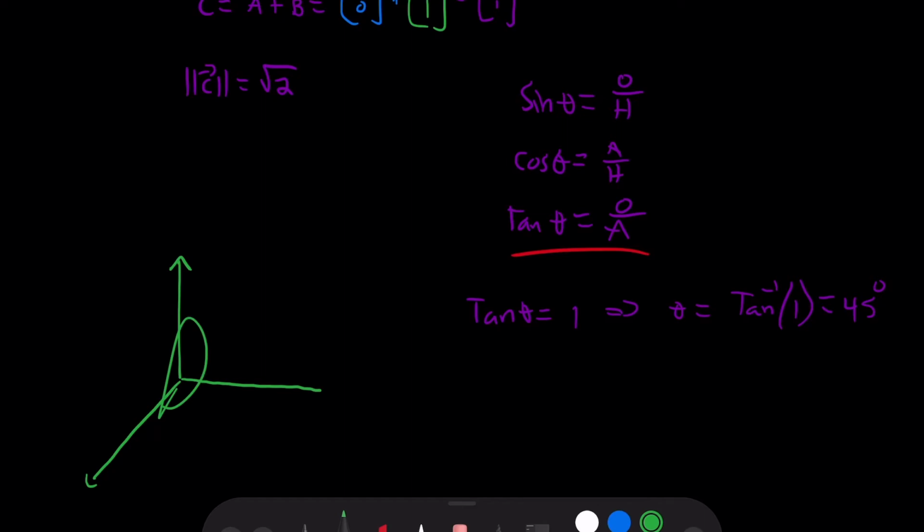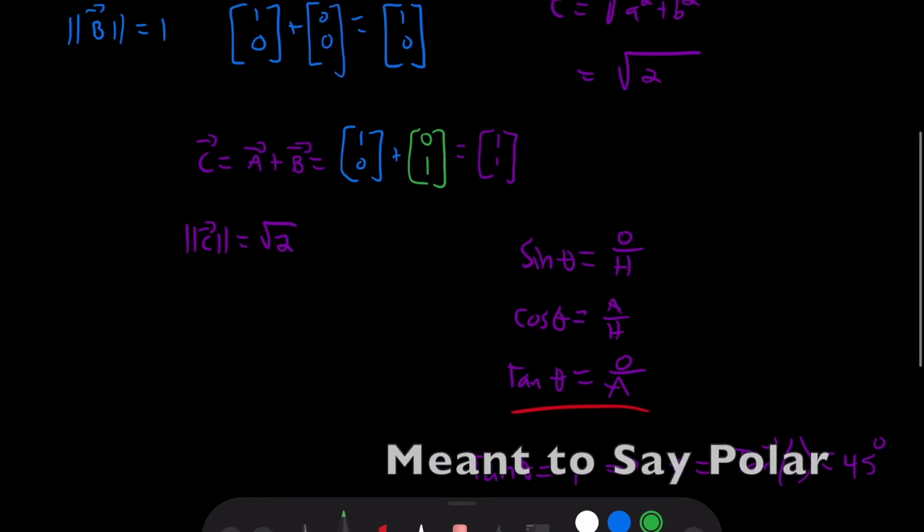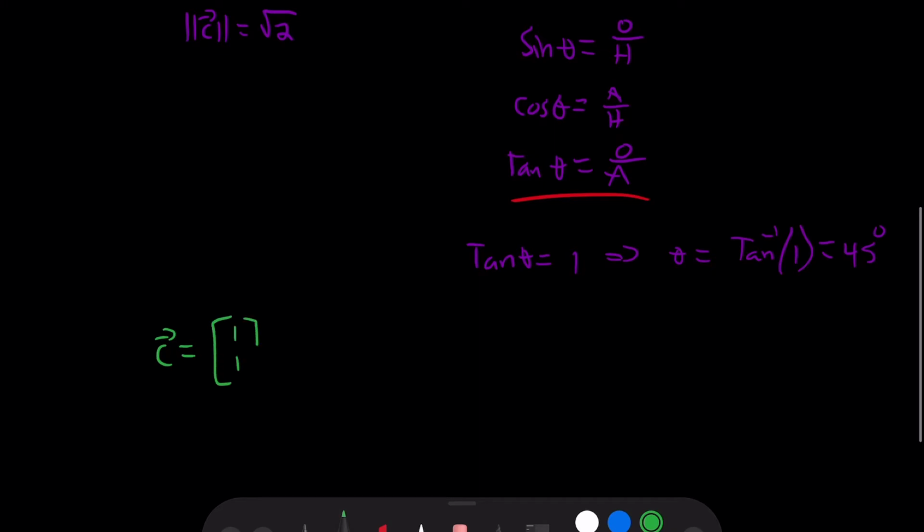Oh wait, before we do that, let's see what this would be like in spherical coordinates. Our resulting vector is... I'll just rewrite it down here. We have c equal to the vector (1, 1), right? We know that x is equal to r cosine theta, y is equal to r sine theta.